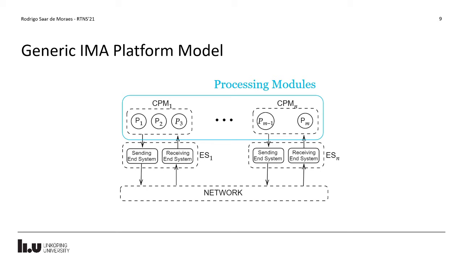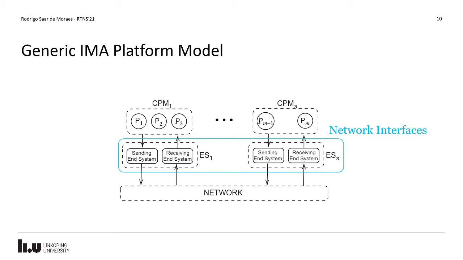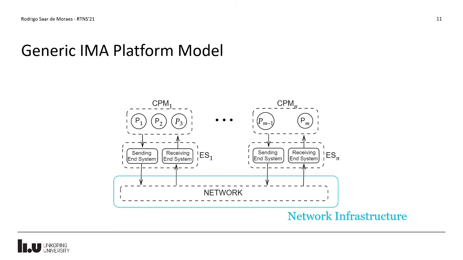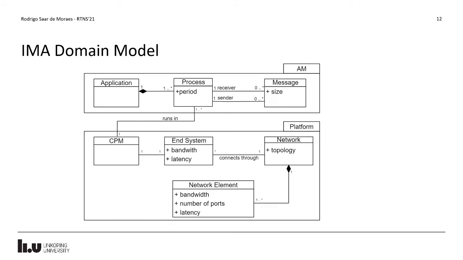In order to provide this inter-CPM communication, each CPM has a network interface associated with it. Here, these network interfaces are called end systems, and each end system is composed of 2 parts, a receiving part and a sending part. These end systems in turn connect to the underlying network infrastructure, which defines the network through which messages will travel, and this network infrastructure can be composed of switches, hubs, and other hardware network elements. Based on the platform I just described, we have identified the important aspects of the platform and of the hardware elements that are relevant for the verification of network resource adequacy analysis at this concept level. These include things such as the periods of the processes, the size of the messages, the bandwidths and latencies of end systems and switches, and the topology of the network.